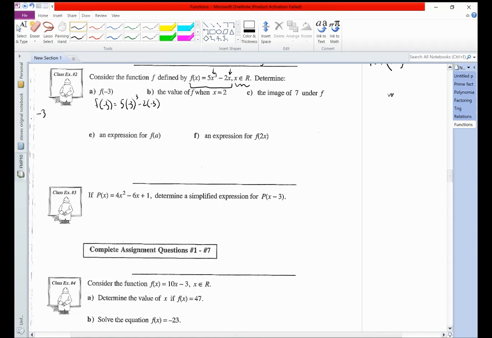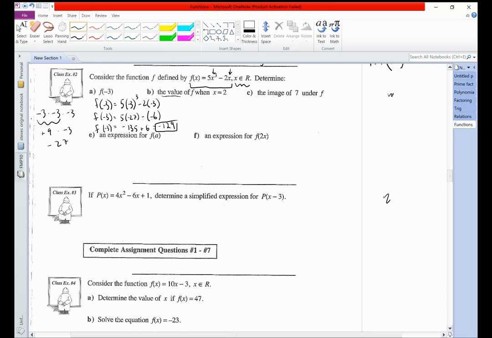Negative 3 cubed is going to be negative 3 multiplied by negative 3 multiplied by negative 3. This will be positive 9 multiplied by negative 3 will be negative 27. So I'm going to have f of negative 3 is equal to 5 multiplied by negative 27 minus 2 multiplied by negative 3 is negative 6. And then 5 multiplied by negative 27 should be, oh my gosh, hang on, sorry, negative 135, and then subtract negative 6 is like plus 6. So f of negative 3, negative 135 plus 6 is going to be negative 129. So f of negative 3 is negative 129.